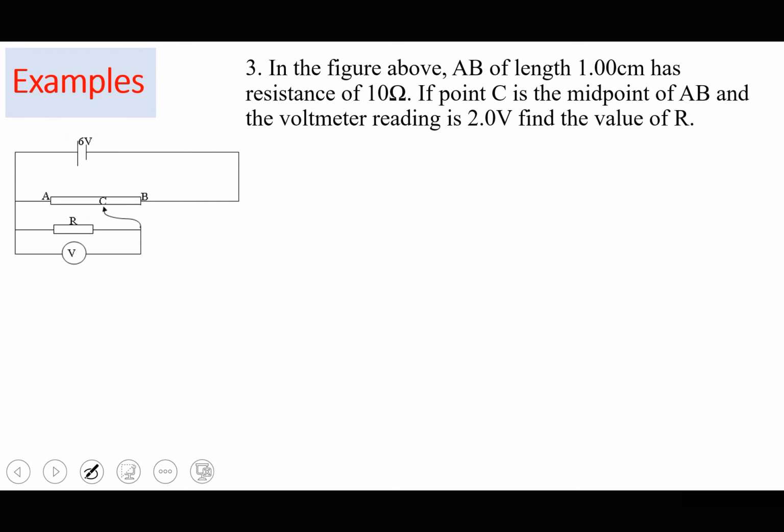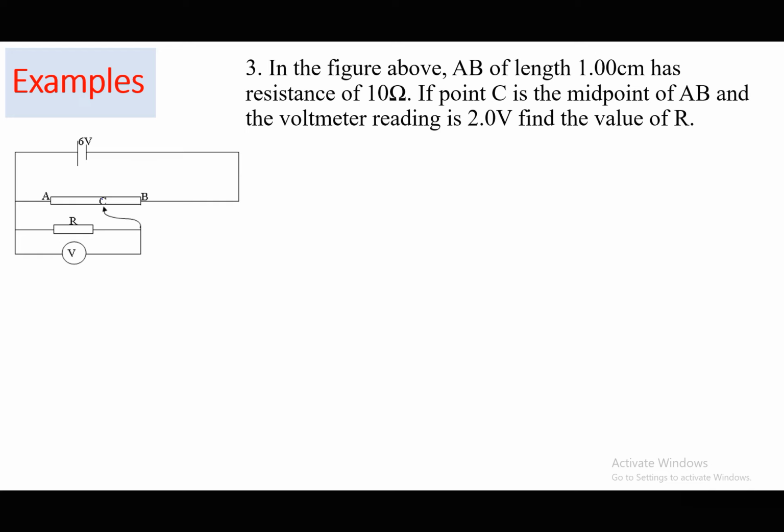Example 3. In the figure beside, AB of length 1 centimeter has a resistance of 10 ohms. If point C is the midpoint of AB, and the voltmeter reading is 2 volts, find the value of R.